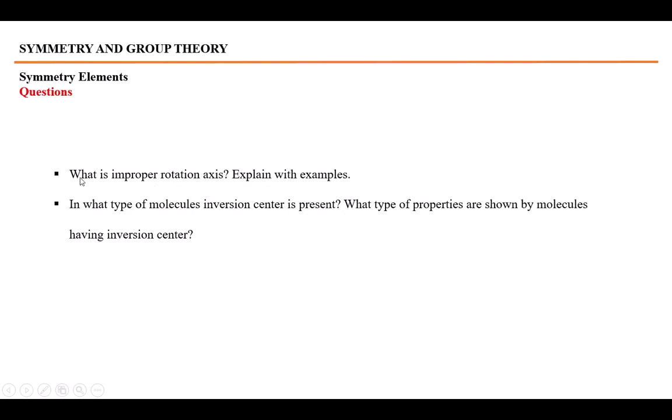The students must know the answers to these questions after learning this lecture. There is a well-known website known as Otterbein. Whenever you write Otterbein Symmetry in Google, you would find that website.